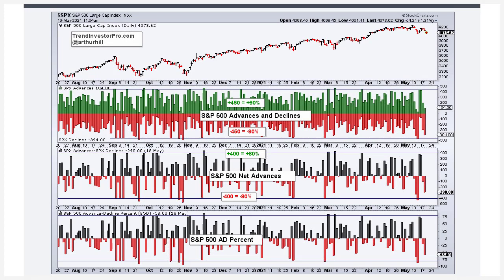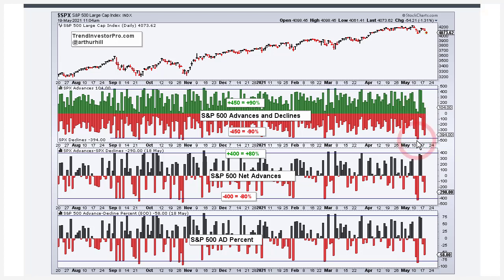So I'm going to start off with advances and declines because this is the most basic breadth indicator there is out there. It measures the degree of participation, and this is, of course, where you get the advance decline line, but we're not going to look at that today. So what we have here is advances in the S&P 500 and declines in the S&P 500.